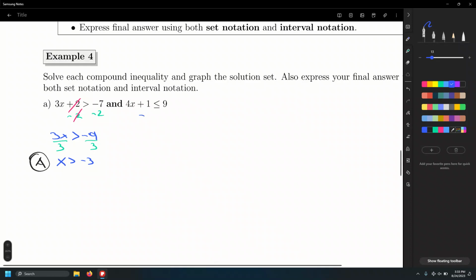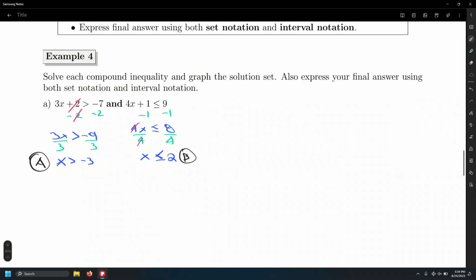Okay, so let's subtract 1 from both sides. That's going to be 4x less than or equal 9 minus 1, that's 8. And dividing both sides by 4, that equals x less than or equal to 2. And let's call this set B. Right? And now we have all the information that we need to create these number lines, shade accordingly, put them together, and look for the overlap, look for that intersection.